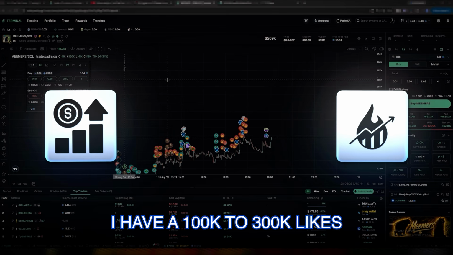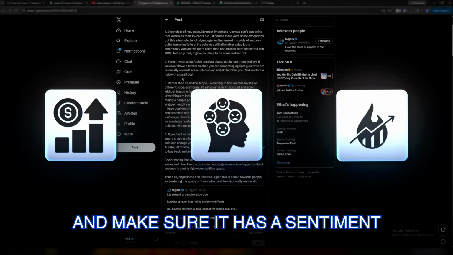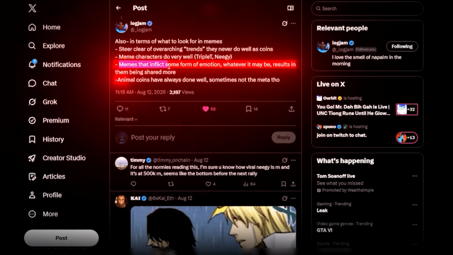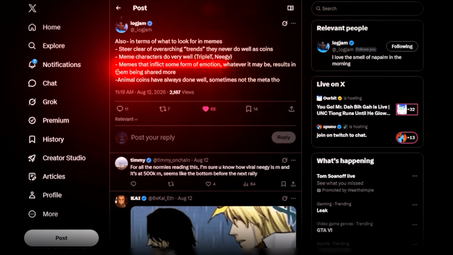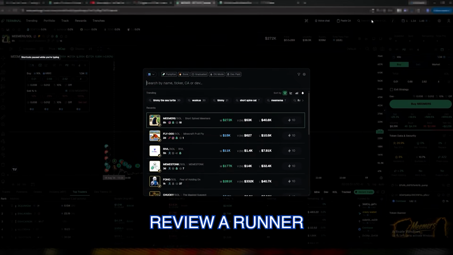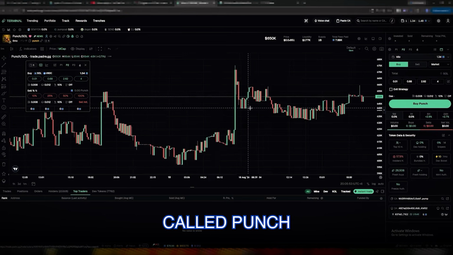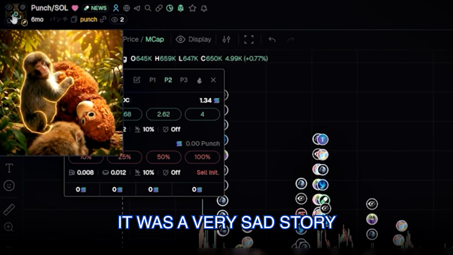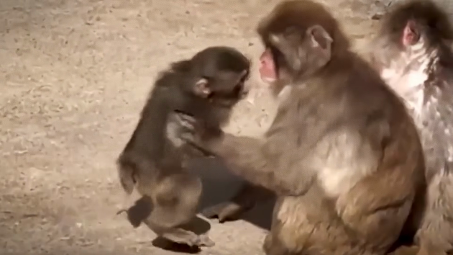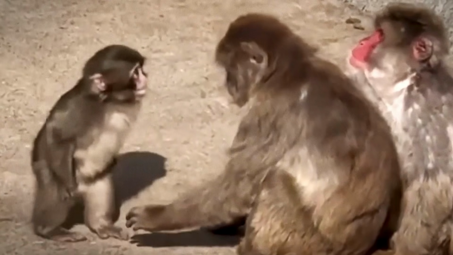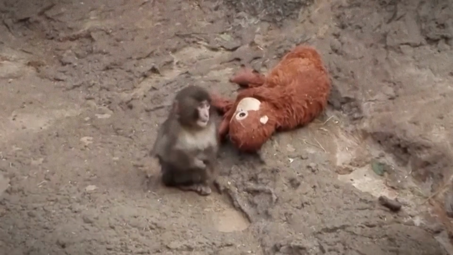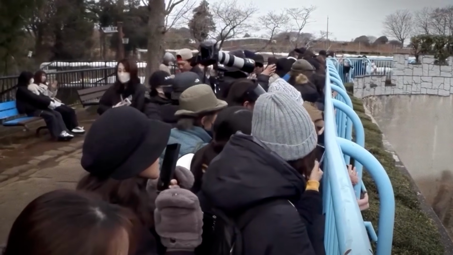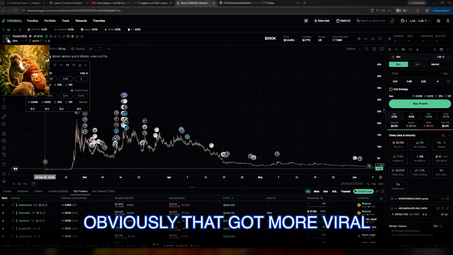Focus on coins that have 100 to 300k likes, and make sure there's a sentiment story behind it as well. Like right here, animal coins have always done well. Memes that inflict some form of emotion, whatever it may be, result in them being shared more. For example, let me review a runner that we had a while ago called Punch. This went to like 20 mil. And why did this go 20 mil? It's because it was a very sad story where a monkey went into a zoo. He was being bullied by the other zoo monkeys, and then he had a little red plushie that he kept going to for comfort, and people used to visit the zoo to take videos of the monkey Punch. Obviously that got more viral.